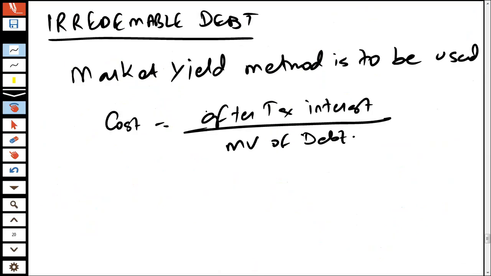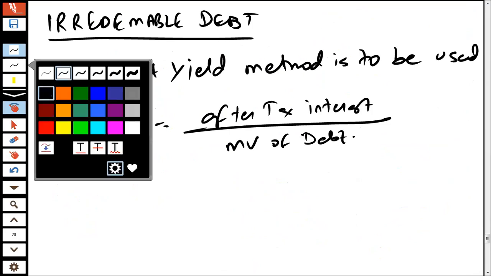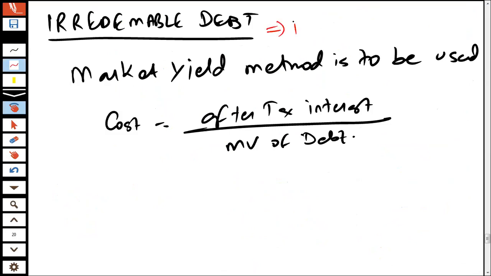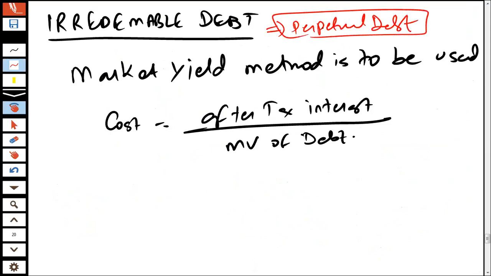Let's move a bit forward and talk about irredeemable debt. Irredeemable debt also has another name, which is perpetual debt. Now, what exactly do we mean by perpetual debt? This means that this debt is going to be in issue for perpetuity, up till perpetuity. When we talk about this perpetual debt, how exactly do we calculate its cost? The cost of this specific debt is calculated using the market yield method.